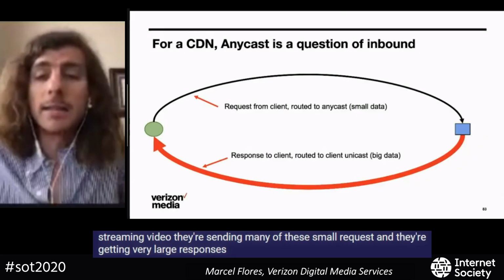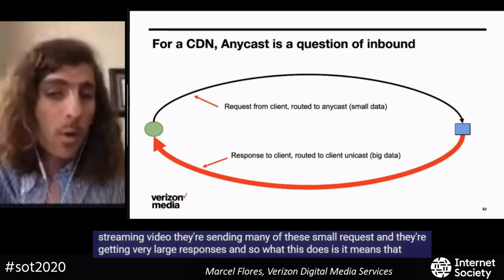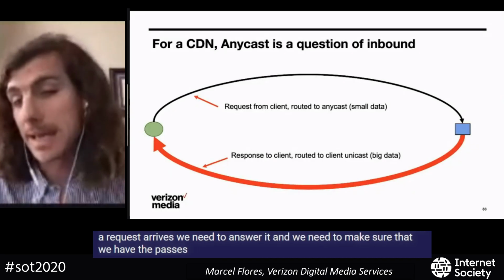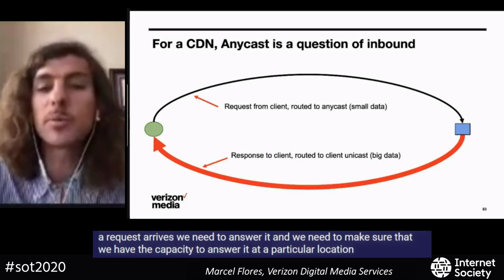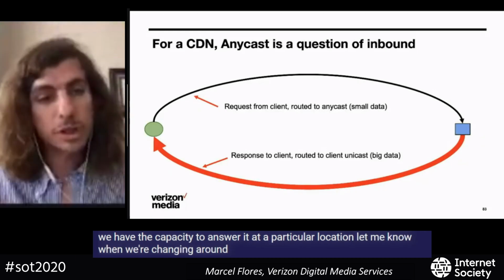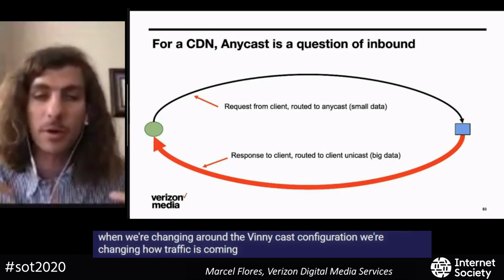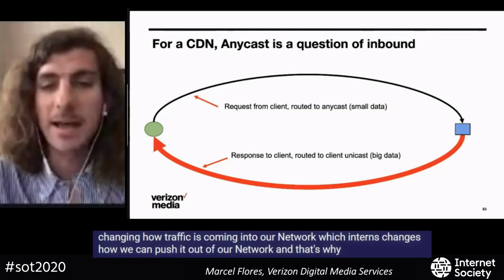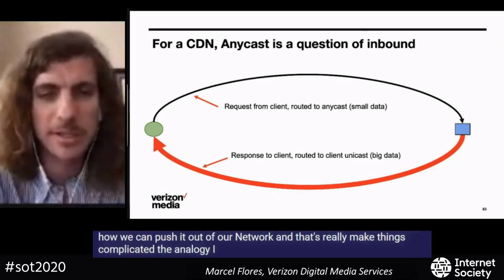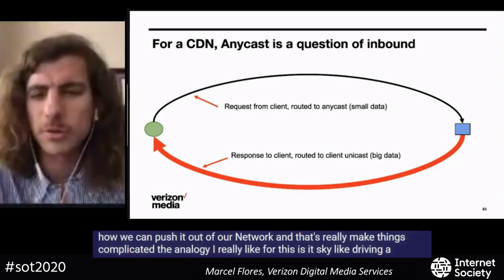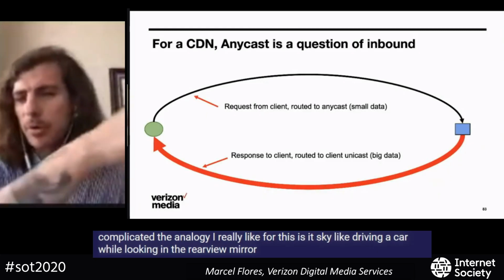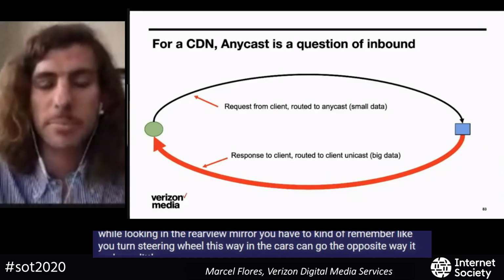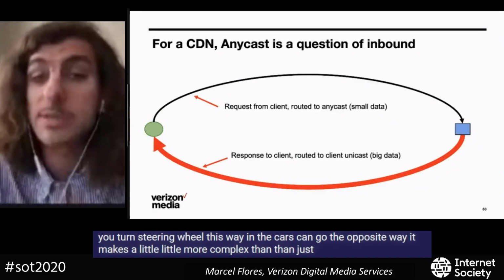And so what this means is that once a request arrives, we need to answer it, and we need to make sure that we have the capacity to answer it at a particular location. So when we're changing these Anycast configurations, we're changing how traffic is coming into our network, which in turn changes how we can push it out of our network. And that really makes things complicated. The analogy I really like for this is that it's like driving a car while looking in the rear view mirror. You have to remember that you turn the steering wheel this way and the car is going to go the opposite way. So it makes it a little more complex than just traditional egress traffic steering.